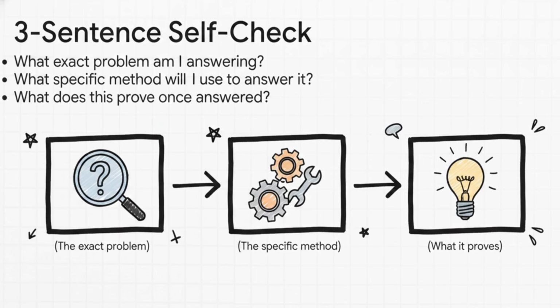Sentence 1, what exact problem am I answering? Sentence 2, what specific method will I use to answer it? Sentence 3, what does this prove once answered? Try to write those 3 sentences out smoothly and clearly. If you stumble at all, or if you find yourself using a bunch of commas and caveats, guess what? Your topic isn't ready. It needs immediate narrowing and refinement.